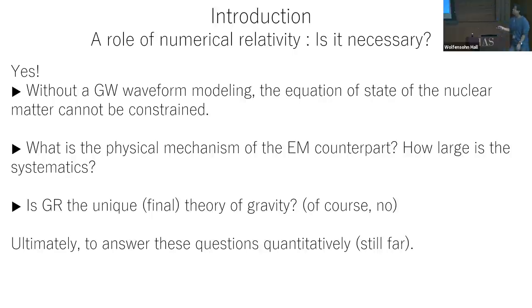Numerical relativity is also important to explore the physical mechanism of the electromagnetic counterpart. For example, my big collaborator, Kenta Kiuchi, did a great job on the mass ejection of neutron-rich matter from binary neutron star mergers, which is connected to the kilonova or macronova emission. But still, the systematics are very large, so we need more sophisticated simulations to suppress the systematics. I wouldn't say that general relativity is the final or unique theory of gravity. So some people try to extend numerical relativity to theories beyond GR, although this is not my expertise. But ultimately, I want to answer this question raised above quantitatively, but it is still far.